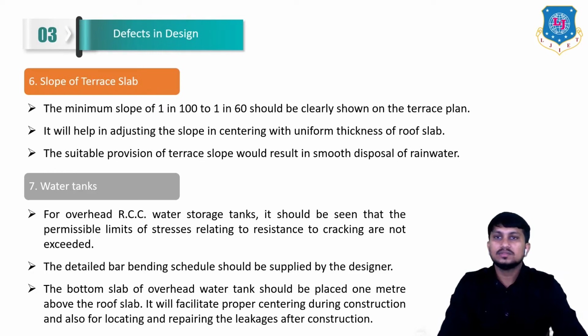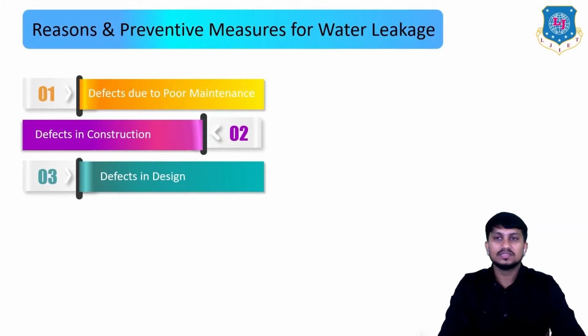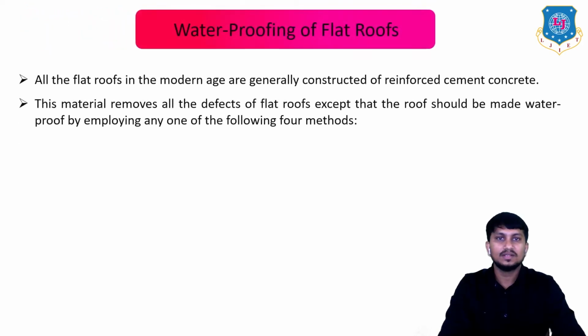So these are the various measures you can use while planning or designing the building. These are the various reasons and preventive measures for water leakage. Now let's see how you can do waterproofing for flat roofs. All the flat roofs in the modern age are generally constructed of reinforced cement concrete, right? This material removes all the defects of flat roof except that the roof should be made waterproof by employing any of the following four methods.